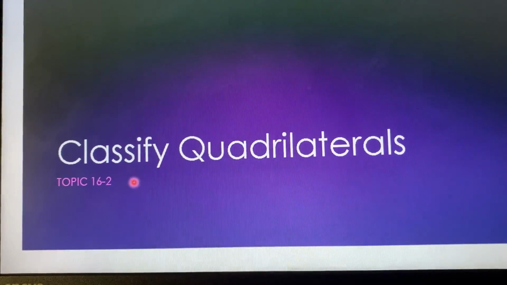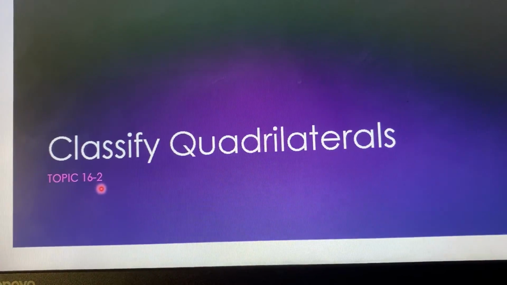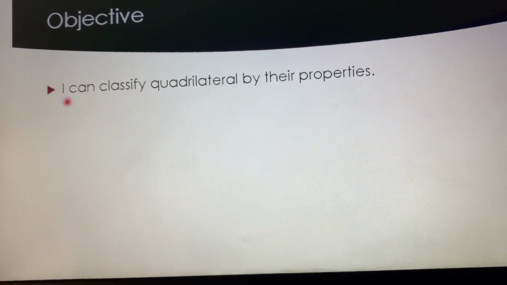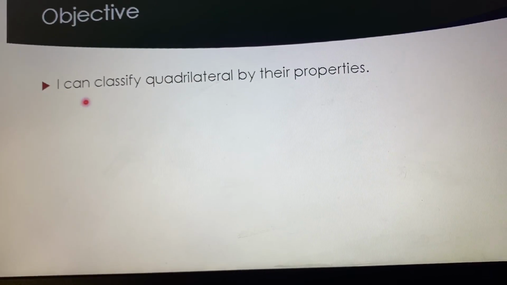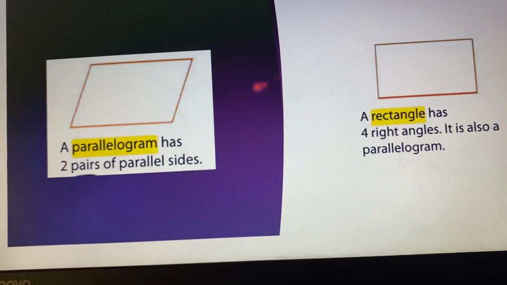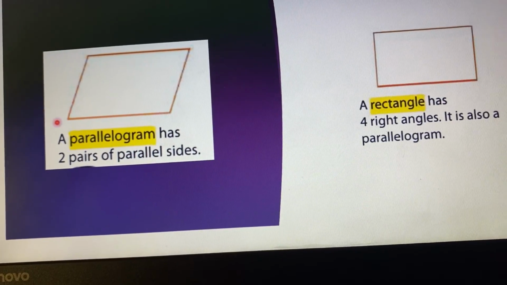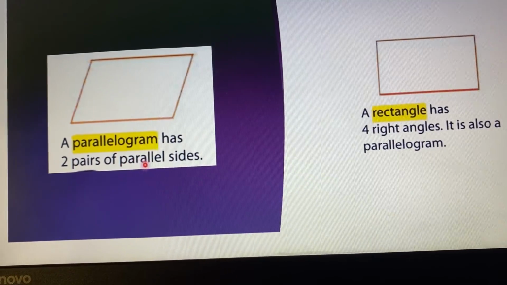Today we will learn how to classify quadrilaterals. Topic number 16, lesson 2. The objective of our lesson today: I can classify quadrilaterals by their properties. First shape we have is a parallelogram. A parallelogram has two pairs of parallel sides.